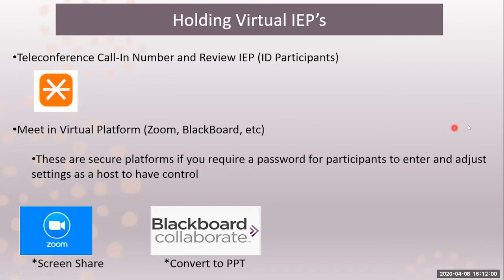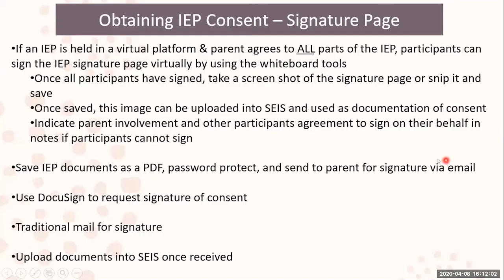And then what you would have to do is send it out. So here's what happens. Say you held your IEP in a virtual platform, and then your parent agrees to all parts of the IEP. All of the participants, if you're doing it in Zoom or Blackboard, can sign that IEP signature page virtually by using those whiteboard tools. That's really nice because if everybody is viewing it and is logged in to, say, Zoom, you can just get everybody to sign right then and there.